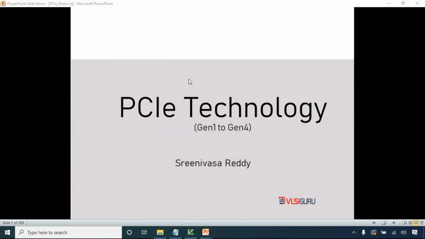So we'll start with the PCIe and NVMe. I didn't have a chance to merge both the presentations, but I will try to give you an overview of what we'll plan as part of PCIe and NVMe training. We'll be focusing on Gen 1 to Gen 4 speeds.